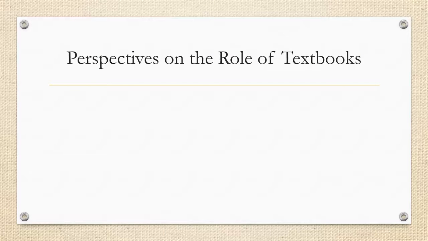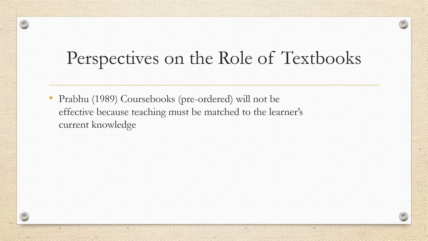The textbook starts off by cautioning teachers and curriculum designers from relying overly heavily on textbooks. So they point to a couple different theorists. Prabhu, who in 1989 was pointing out that the pre-ordered course books that schools might be interested in providing to teachers and students will often not be effective because the teaching needs to be matched to learners' current knowledge. And so no matter what group of students you have, probably every time you have a slightly different mix of skills and needs. And so if you go ahead and pre-order something ahead of time, those textbooks might not match them.